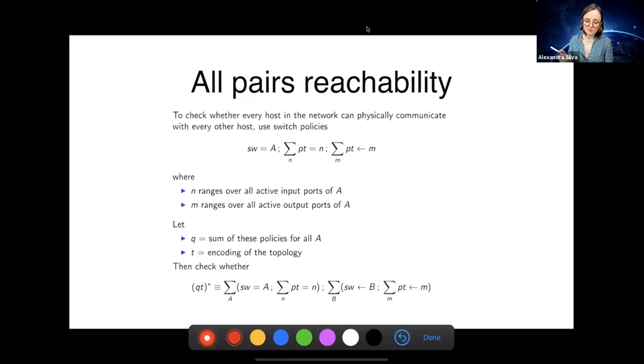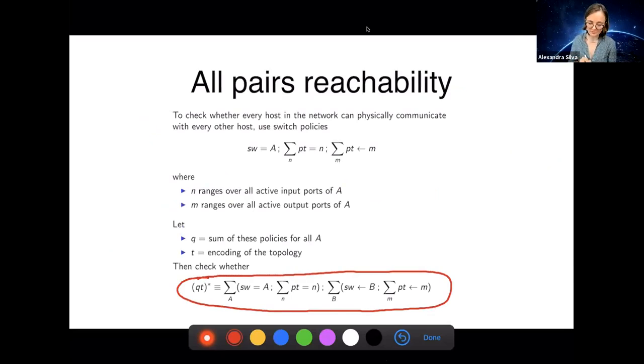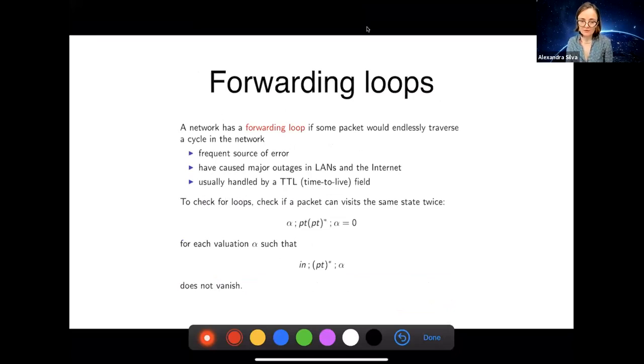And you can generalize this property to all pairs reachability, checking if every host in the network can reach every other host, and then you would get something like this, which looks a little bit more difficult, because on one side you actually have a program which has a star. And you can check for forwarding loops. So you can check if when you execute your network, your packet is basically just going around the same state over and over again. So you can again do a program equivalence question that should be 3 bars. And you can check whether that program is actually hitting the same state over and over again.